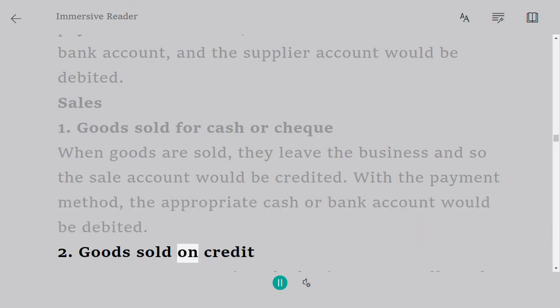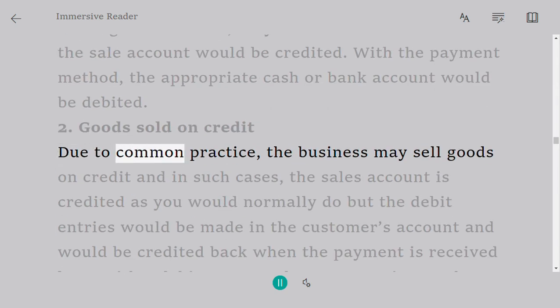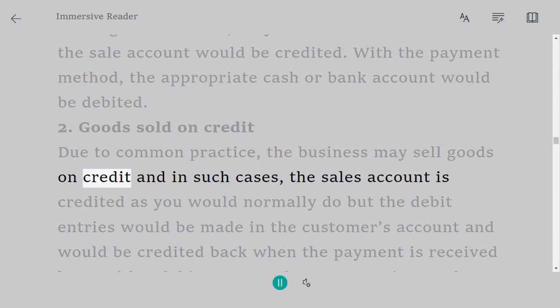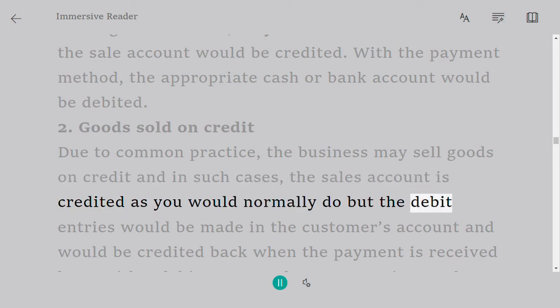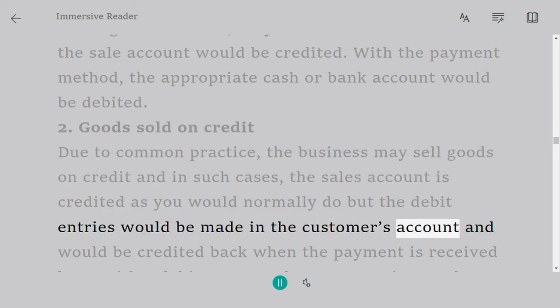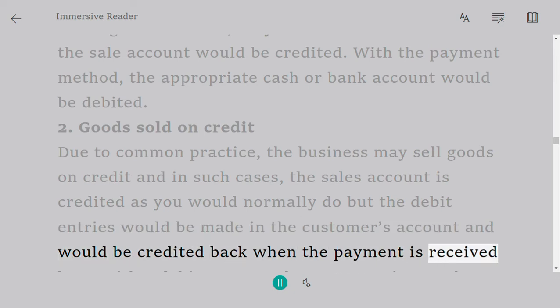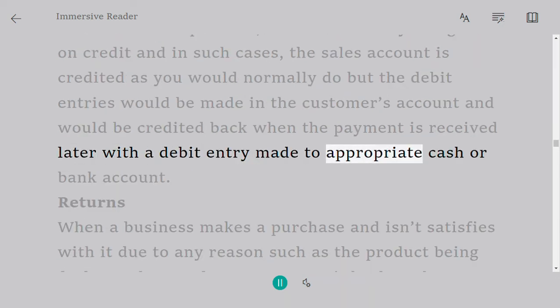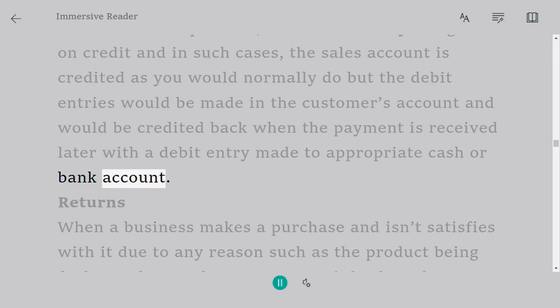2. Goods sold on credit. Due to common practice, the business may sell goods on credit, and in such cases, the sales account is credited as you would normally do, but the debit entries would be made in the customer's account and would be credited back when the payment is received later. The debit entry is made to the appropriate cash or bank account.